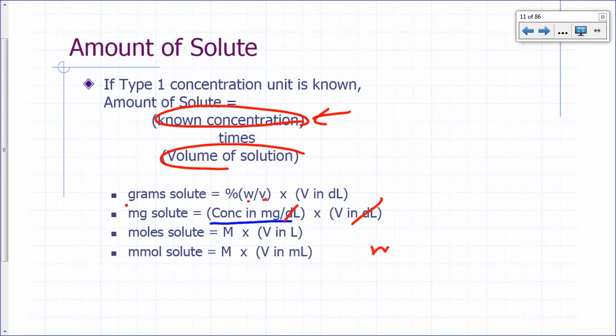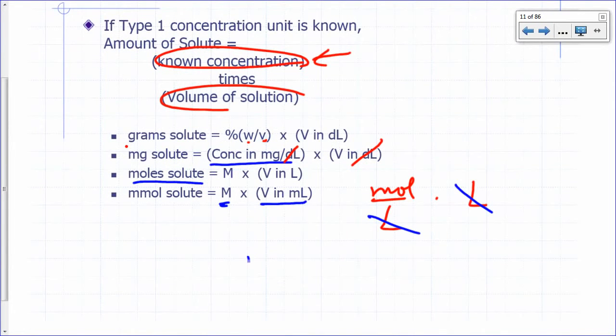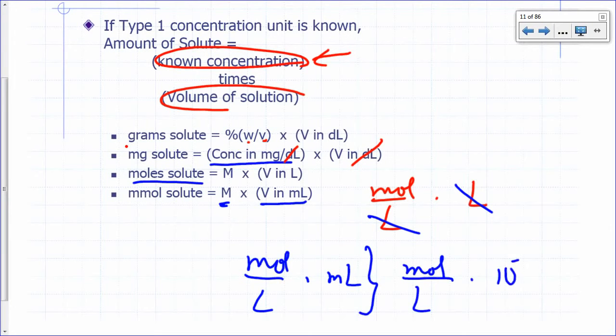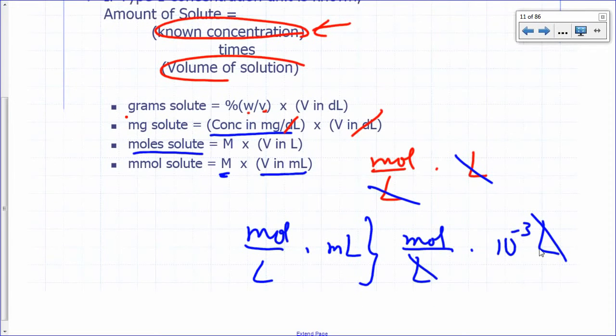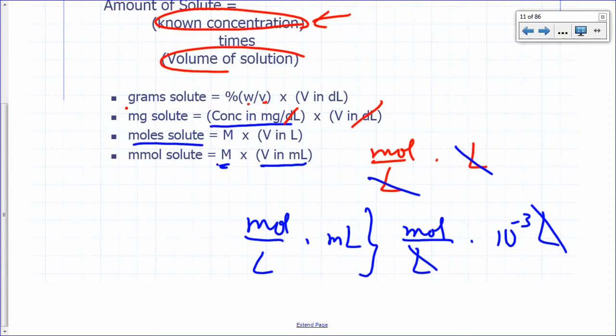Similarly, molarity is moles per liter. So if you multiply molarity by the volume in liters, liters cancel out. That will give you moles of solute. Now, if you multiply the molarity by the volume in milliliters, then what do you get? You have moles per liter times milliliter. That's the same thing as moles per liter times 10 to the negative 3 liters. And 10 to the negative 3 moles is a millimole. So that will give you millimoles.